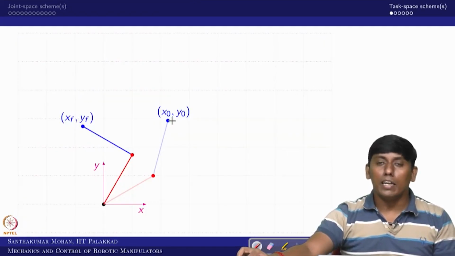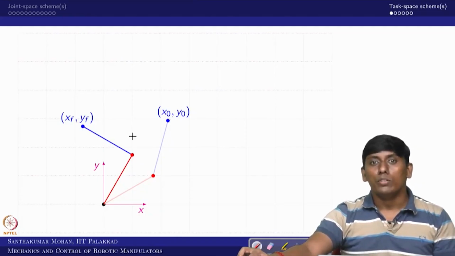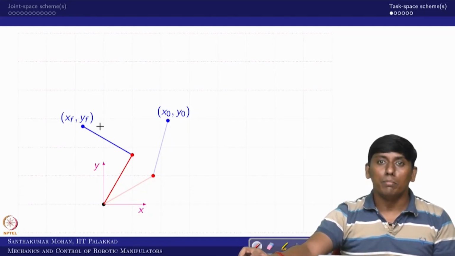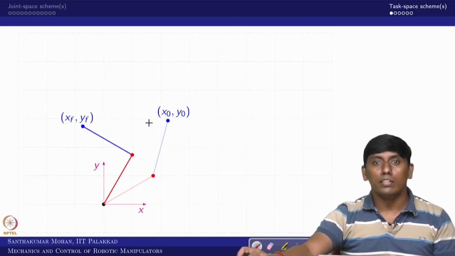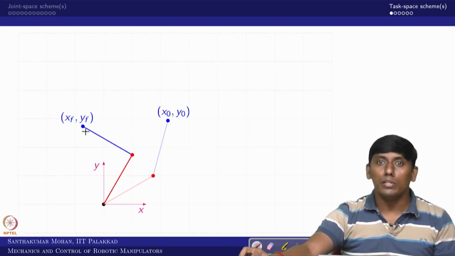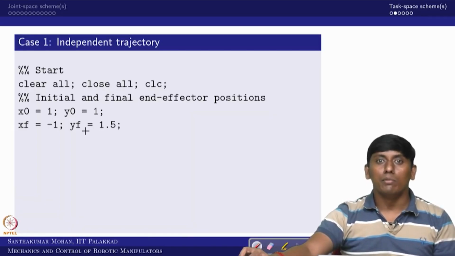So x initial and final would be given. Similarly, y initial and final would be given. This is the initial position and this is the final position. We want to follow this in the sense that it is supposed to be followed as a straight line. But the straight line is not assured, because if x dot of 0 and x dot of f are non-zero, then it would not be maintained. We will see how that comes.